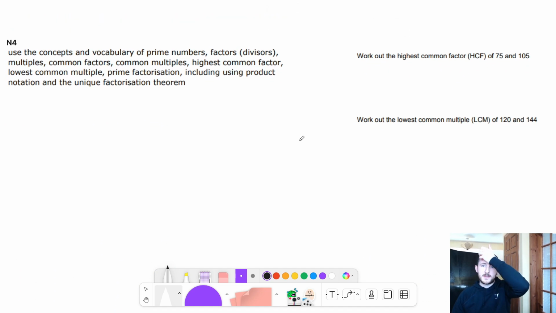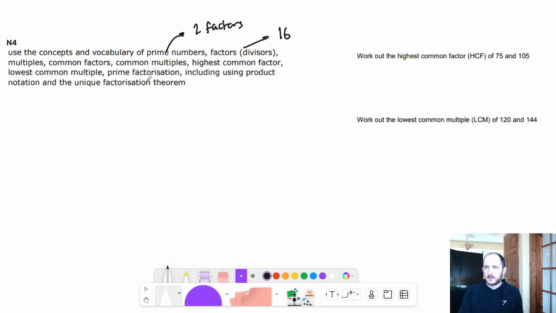You need to use the concepts and vocabulary of prime numbers, factors, multiples, common multiples, highest common factor, lowest common multiple, prime factorization, and product notation. That's a lot of stuff. So a prime number only has 2 factors. So we should probably talk about what a factor is first. So a factor is a number that can divide into another number and leave no remainder.